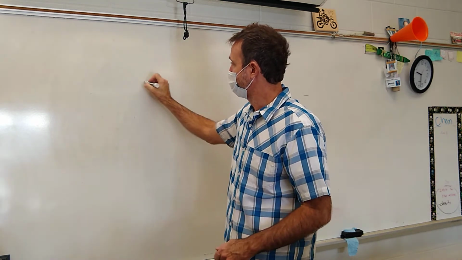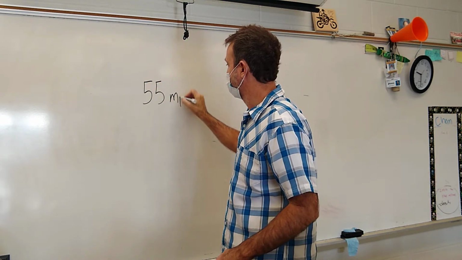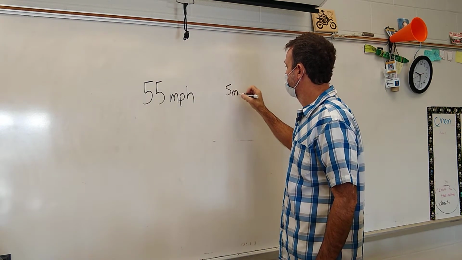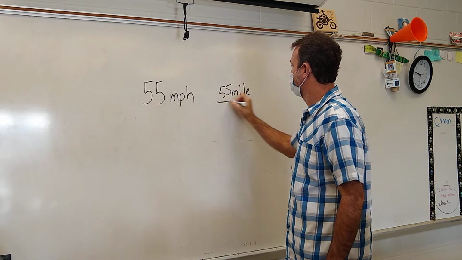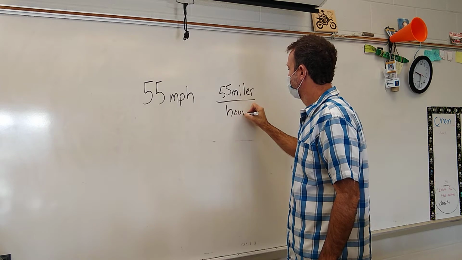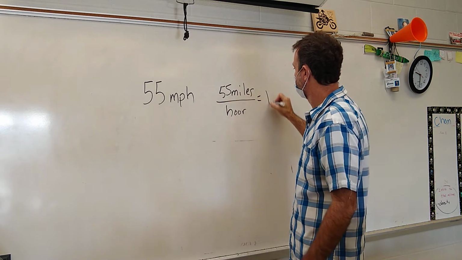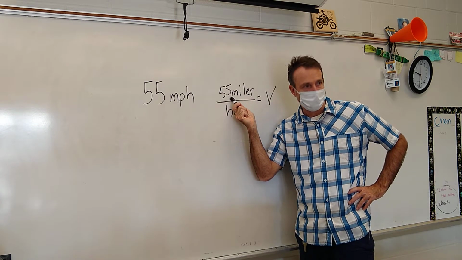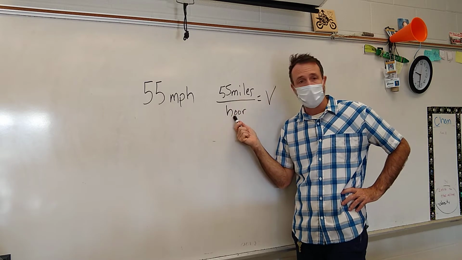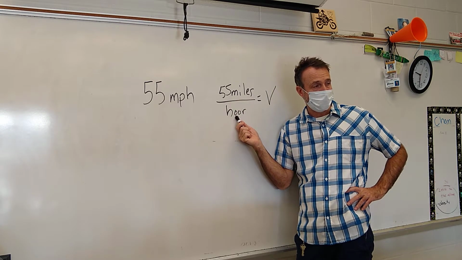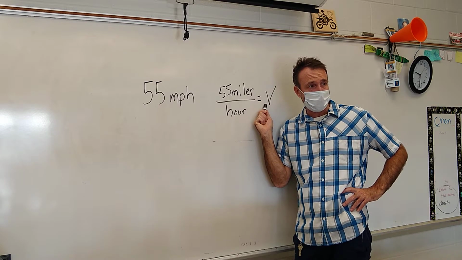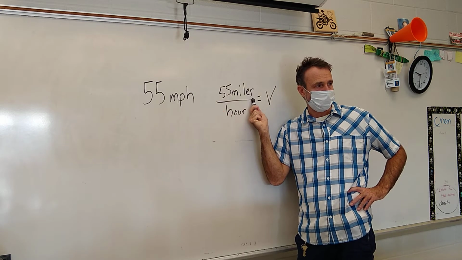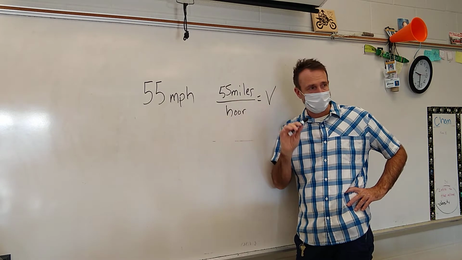So if we looked at 55 miles per hour, what that really means is 55 miles per hour is equal to your velocity. Now, 55 miles, that is a unit of what? Distance. And hour is a unit of what? Time. And this is velocity. Your velocity is 55 miles per hour. That little p there is the division sign. Make sense? Okay.